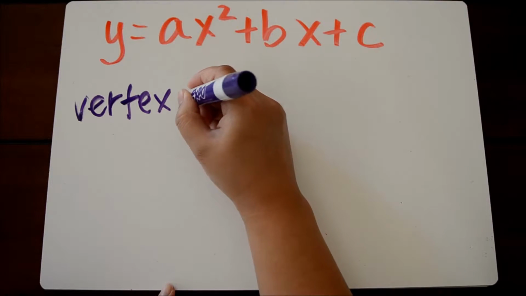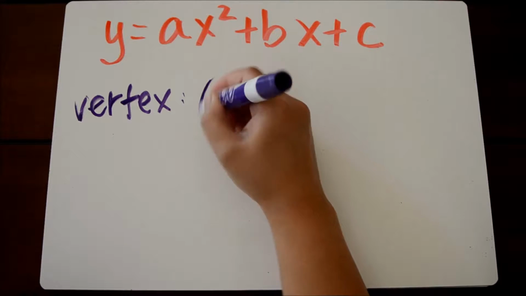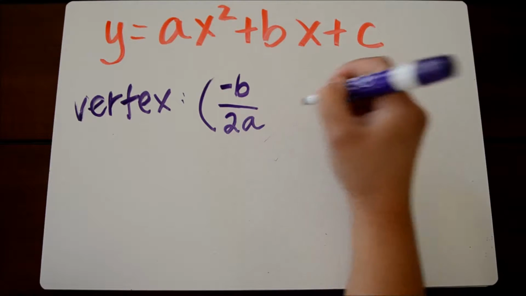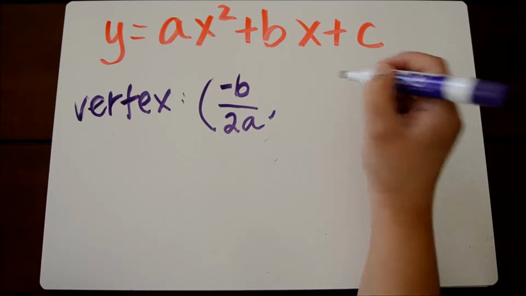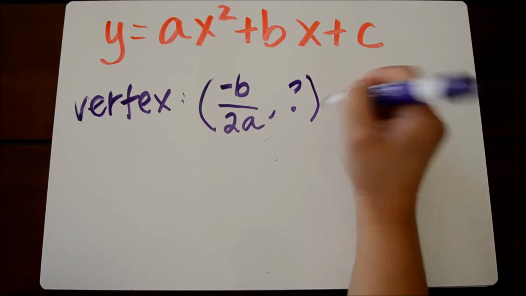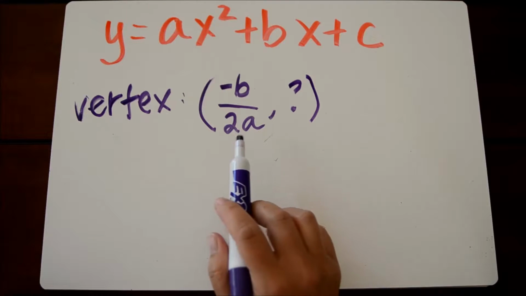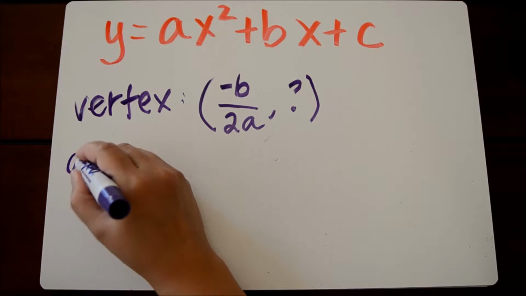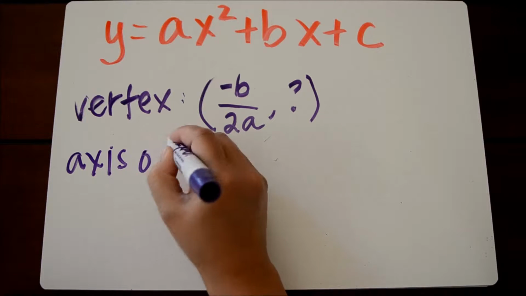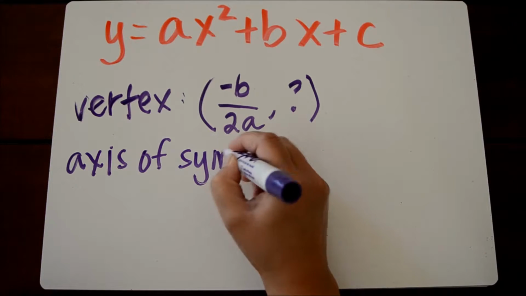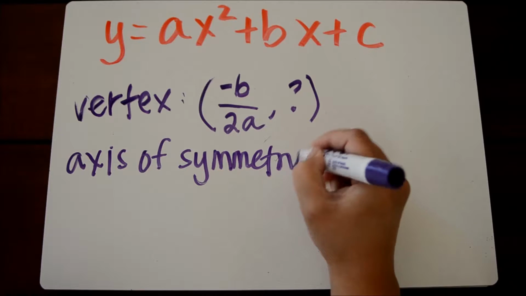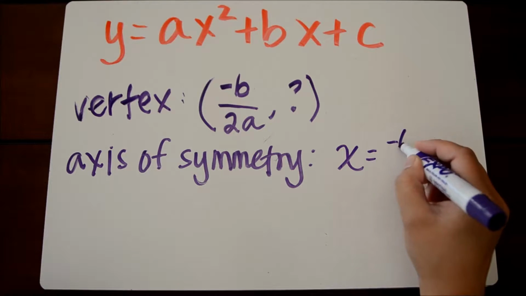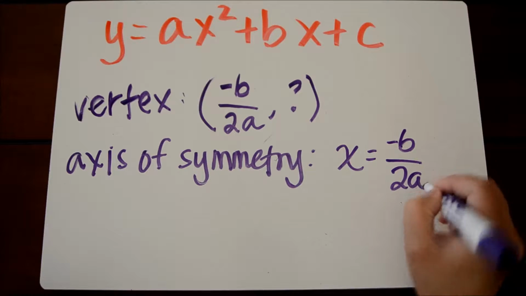To find the vertex, the x value will be the opposite of b over 2a. And then to find the y value, we're going to plug that value into the x's of the equation to figure out what the y value is at that corresponding point. The axis of symmetry, remember, is the equation of a line, and that is going to be x equals the opposite of b over 2a.